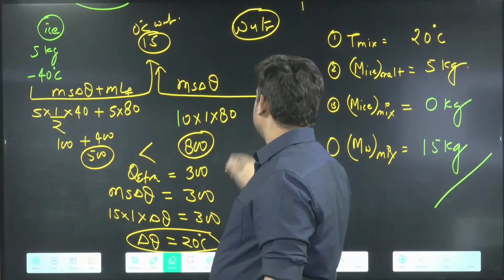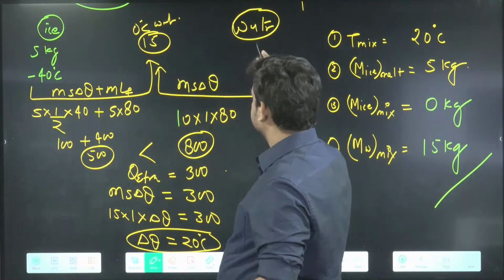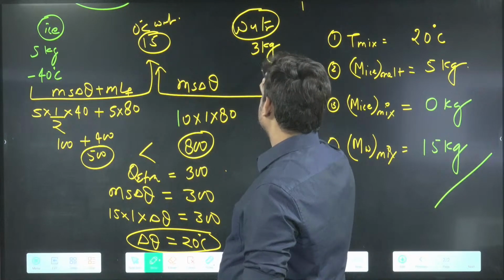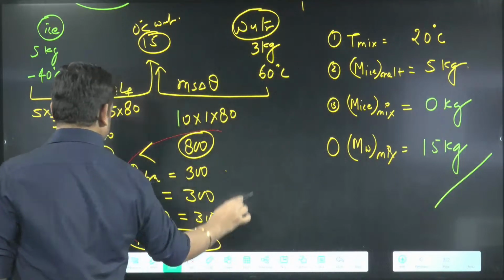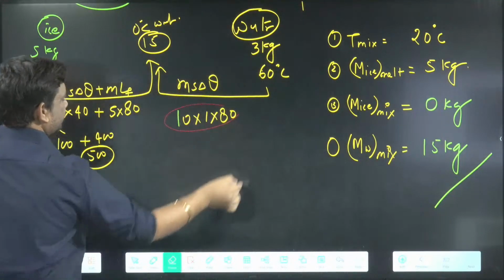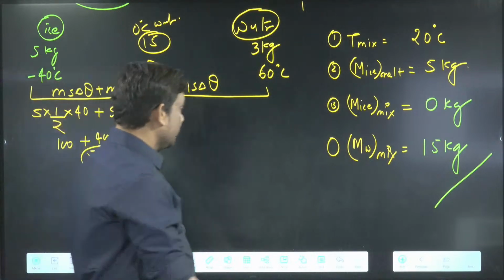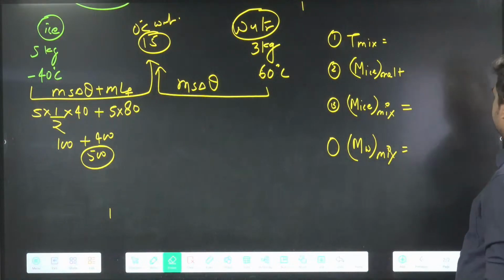5 kg ice at minus 40 degrees Celsius is mixed with 3 kg water at 60 degrees Celsius. Find... And now, as usual, we have to find all the things that we are finding here.